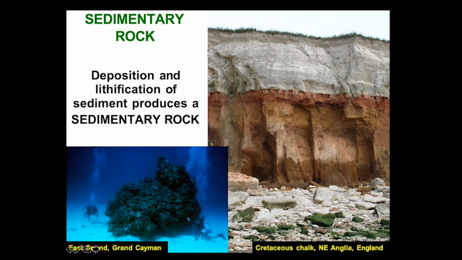On the right-hand side, you see a sequence of Cretaceous rocks in England. For example, the white rocks that you see at the top would have formed from sediment like that shown on the floor of East Sound. The red rocks below are exactly the same rock type, but they've been stained with some iron and hence turned red. We never use color to identify a rock. The color is a secondary thing, due to trace amounts of various elements.